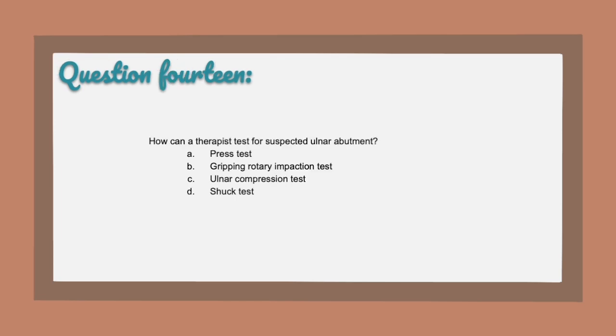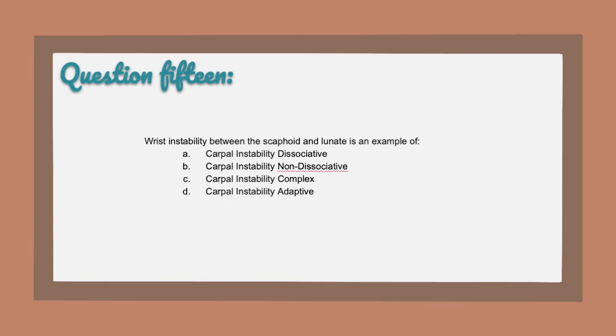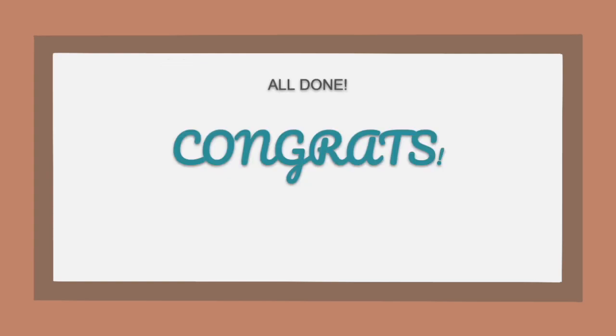Question 14. How can a therapist test for suspected ulnar abutment? A. Press test. B. Gripping rotary impaction test. C. Ulnar compression test. D. Shuck test. Last but not least, question 15. Wrist instability between the scaphoid and lunate is an example of A. Carpal instability dissociative. B. Carpal instability non-dissociative. C. Carpal instability complex. D. Carpal instability adaptive. All right, all done.